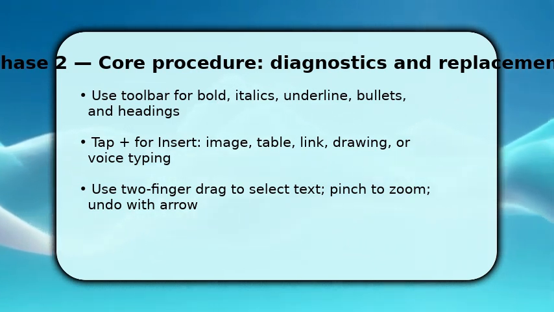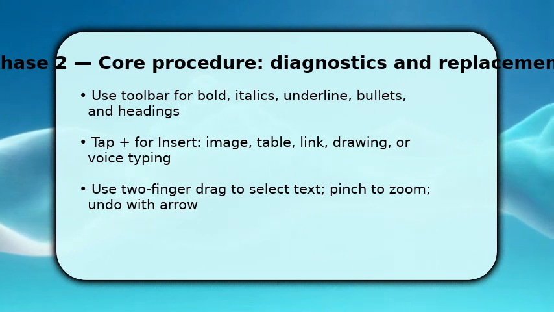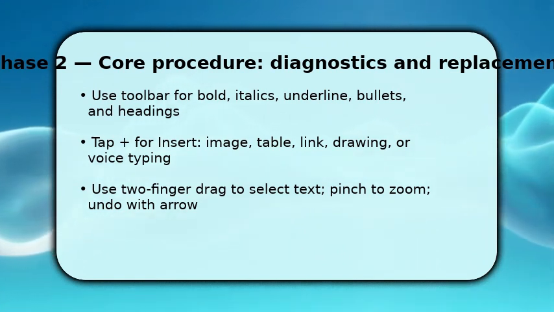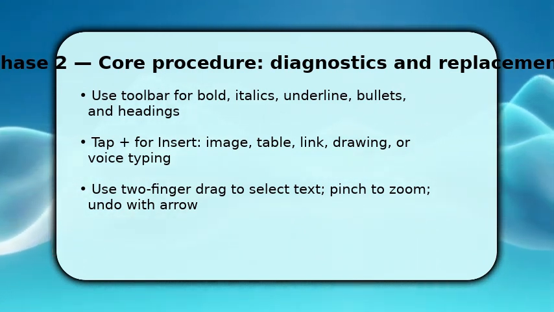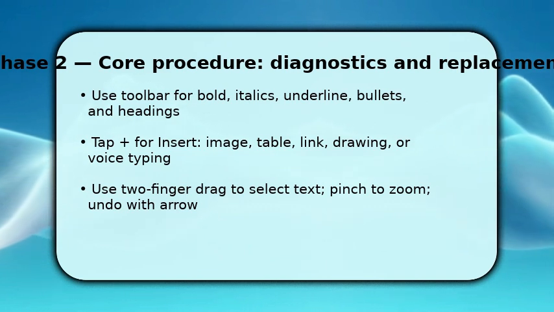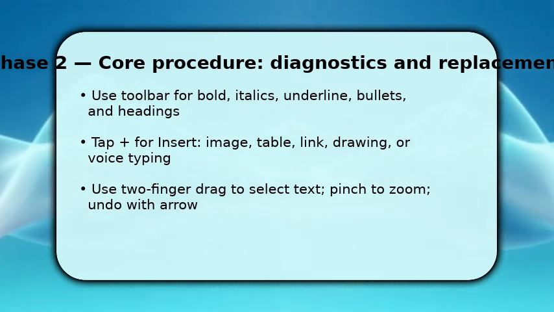Use 2 fingers to highlight text and the toolbar to cut, copy, or change styles. Pinch to zoom for precise edits. Once done, use the undo arrow to reverse mistakes. This keeps your workflow quick and forgiving.